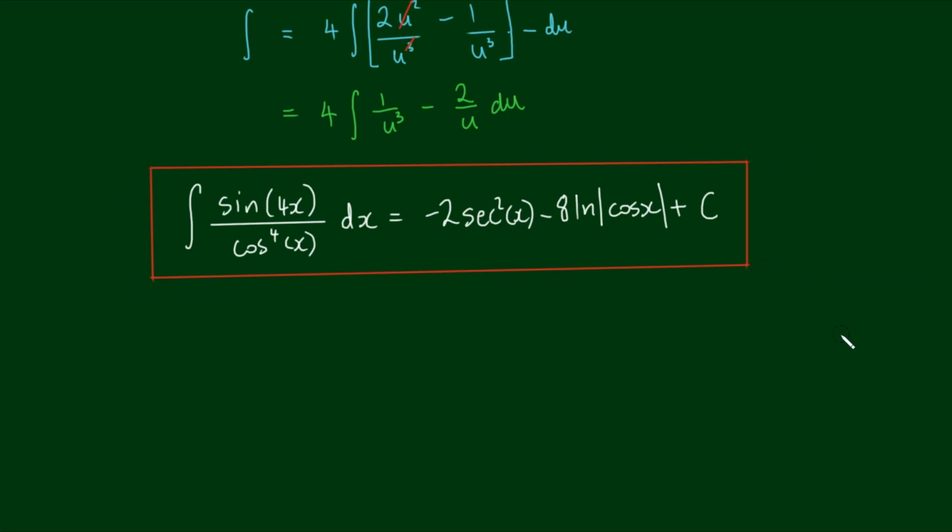Okay, so the strategy here has been to change the numerator to the same form as the denominator using a multiple angle formula, and that allowed us to simplify the integrand to be able to use a u substitution. So I hope this has helped you.